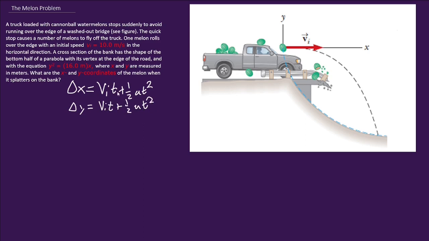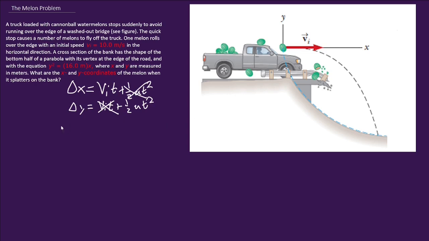And for delta x, there's going to be 0 acceleration, so this part of the equation cancels out. And for delta y, initial velocity is 0, so this part of the equation cancels out, leaving us with delta x equals v_i t and delta y equals 1/2 a t squared.